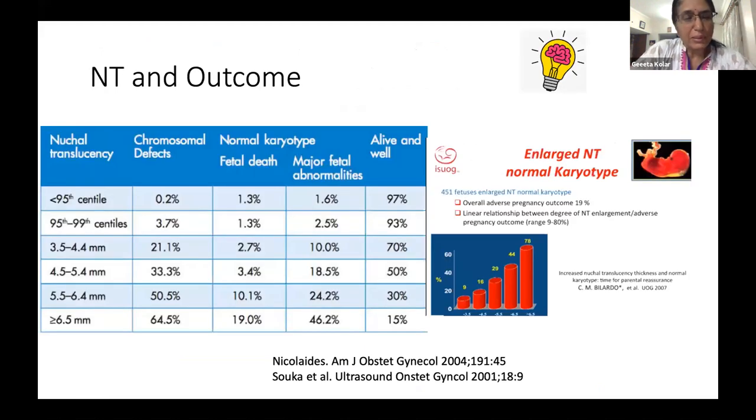So what is the outcome when the NT is increased? How do we counsel these couples? If the NT is normal, that means less than 95th centile, and there are no major abnormalities, you have alive and well about 97%. But if you have an NT more than 6.5, there is associated fetal death in about 20%. There is chromosomal defect in about 65%. Major fetal abnormalities, especially of the heart, may be seen in about 45%. So the alive and well, that means if there are no congenital heart abnormalities, no IUD, no chromosomal defects, the take-home baby rate is about 15%. So as the NT increases, so does the take-home baby rate reduce.